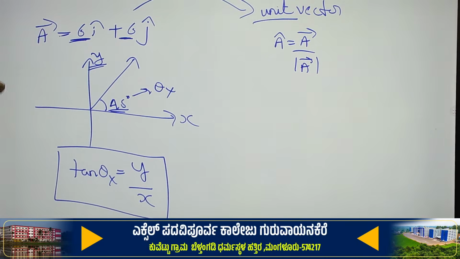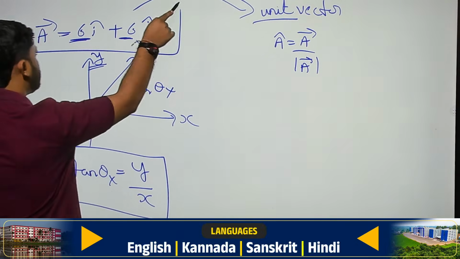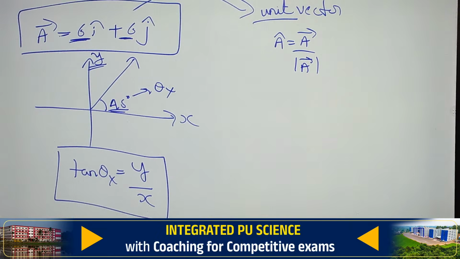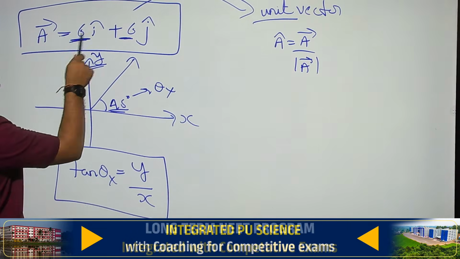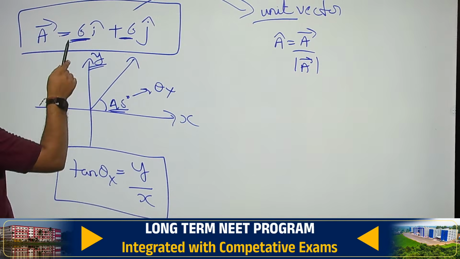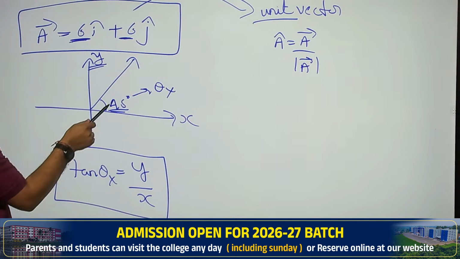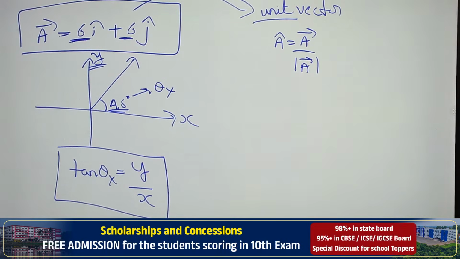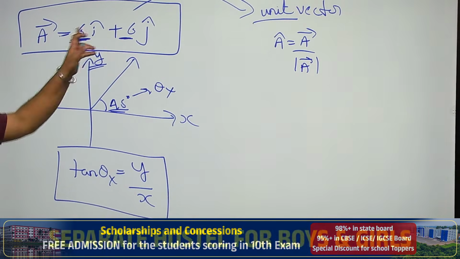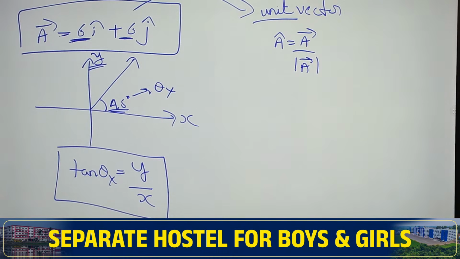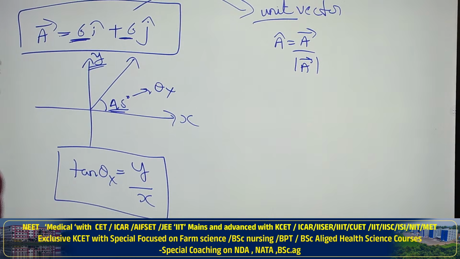We have some significance about this equation. If the two coordinates, x and y, are the same, the magnitudes are the same, then the vector will make an angle of 45 degrees with the x-axis. Both should be positive. What is the unit vector of this one?